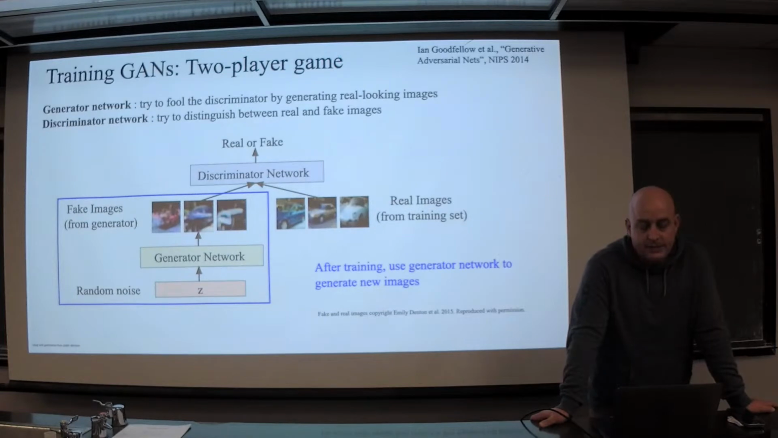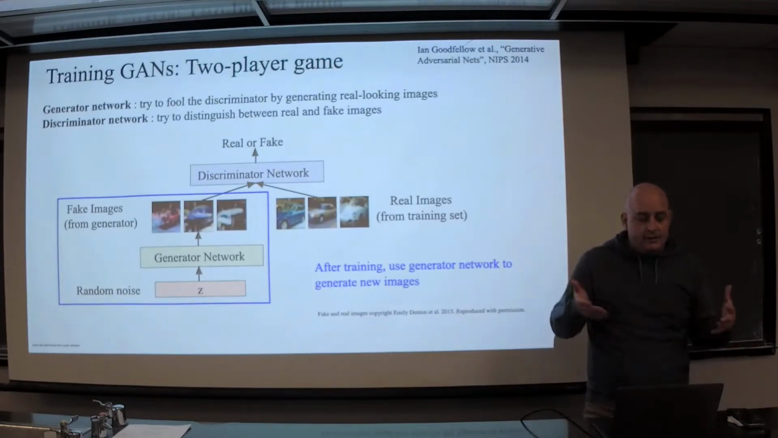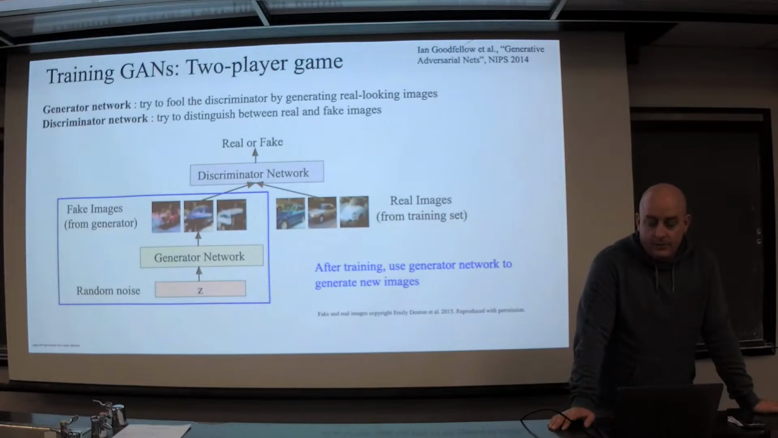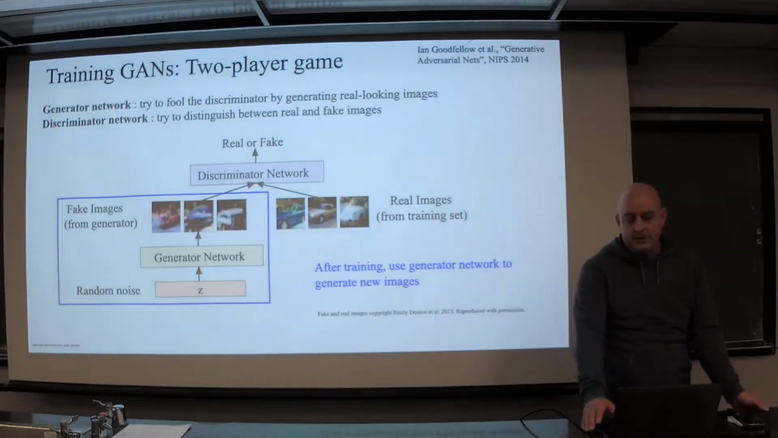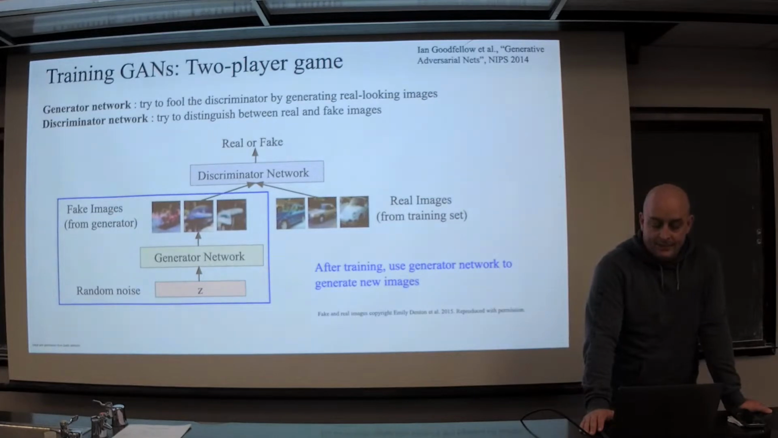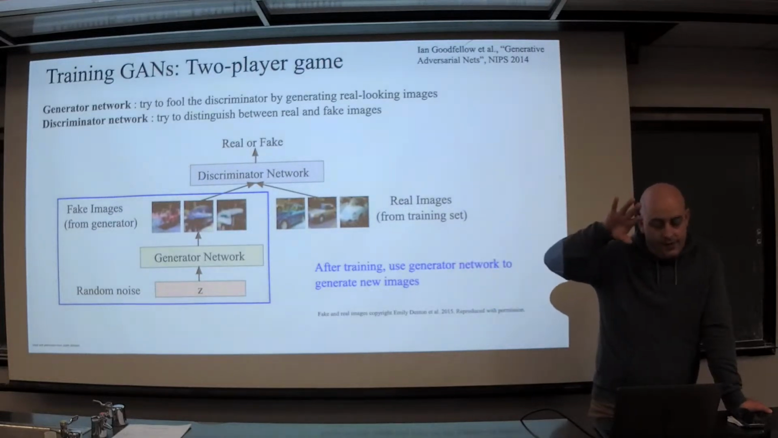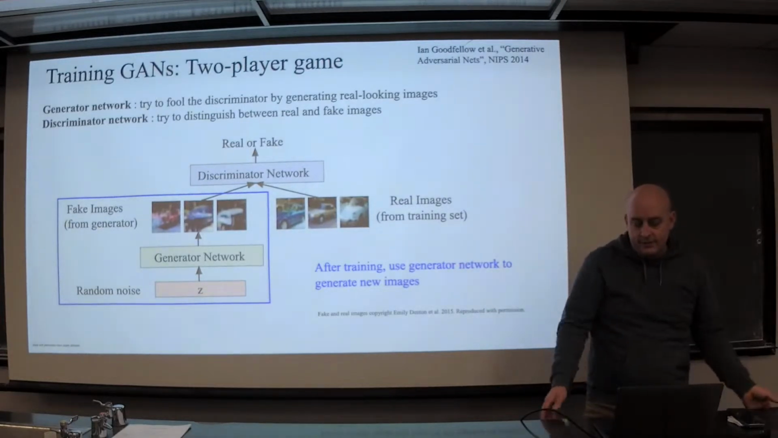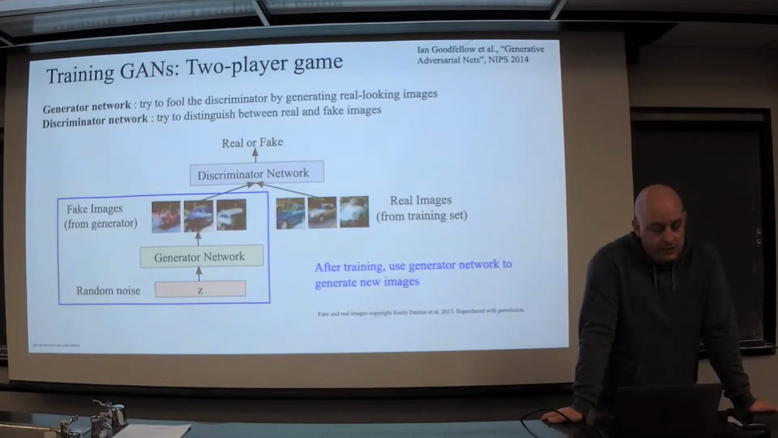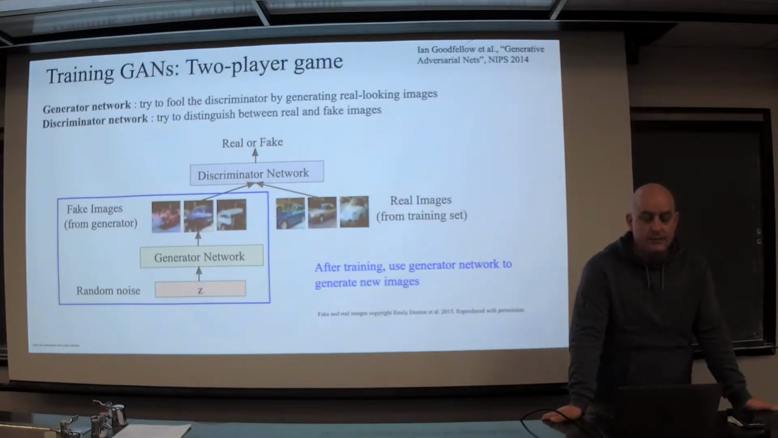So GANs, we talked about them last time. They're pretty interesting. They can generate very high resolution images. They're trained very differently from the typical network, where you have two networks playing a game against each other. The generator network can generate images from the latent space. The values in that latent space, the vectors, represent some kind of factors that generate the image.